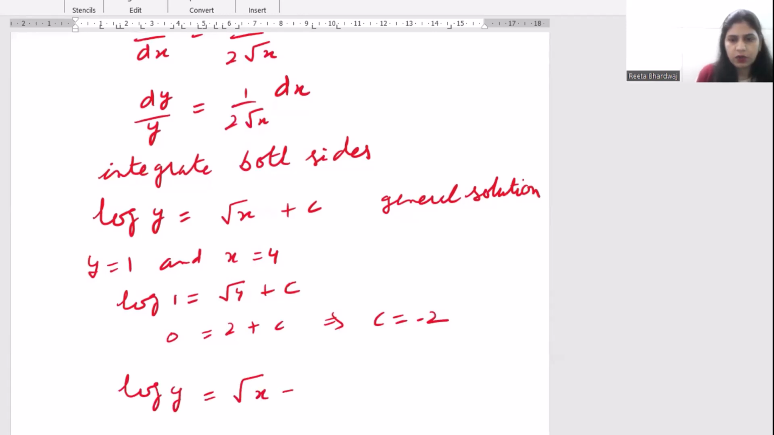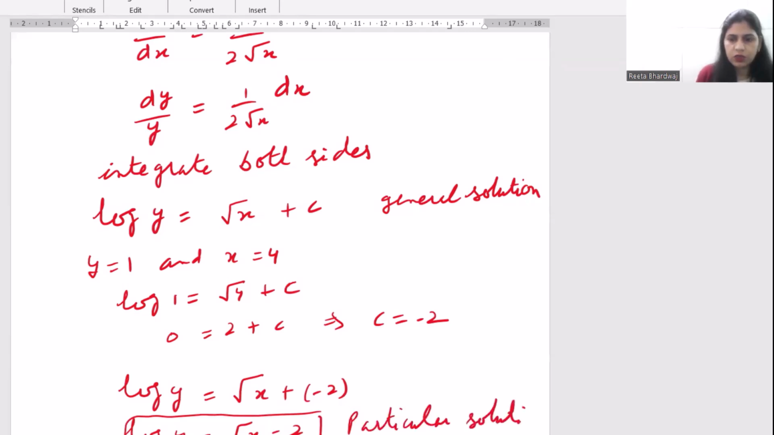Now we can find the particular solution for this question. So this one is the particular solution of this given differential equation. From the general solution, using the given condition, we can find the particular solution. So this is the method of separating the variables to solve differential equations. I hope this is clear to you.